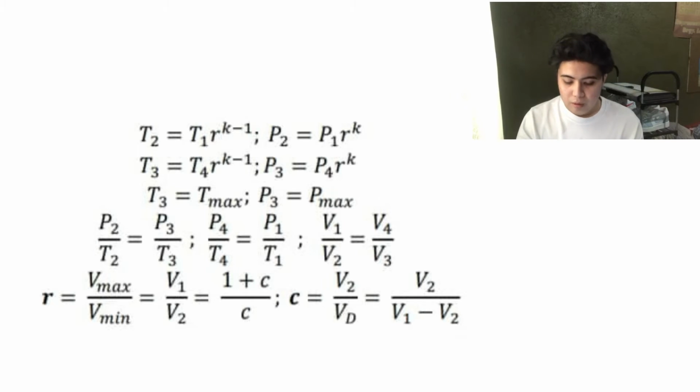While in volume, volume 1 over volume 2 is equal to volume 4 over volume 3. Followed by compression ratio is equal to maximum volume over minimum volume, is equal to volume 1 over volume 2, is equal to 1 plus percent clearance over percent clearance. To get percent clearance, we need to use V2 over VD is equal to V2 over V1 minus V2.